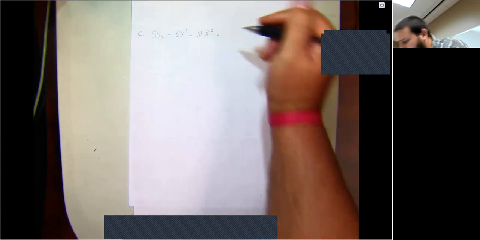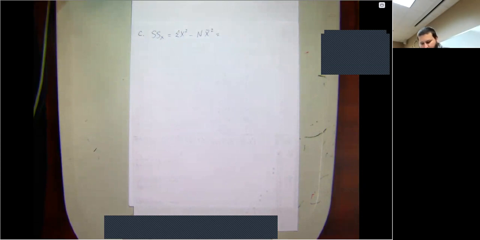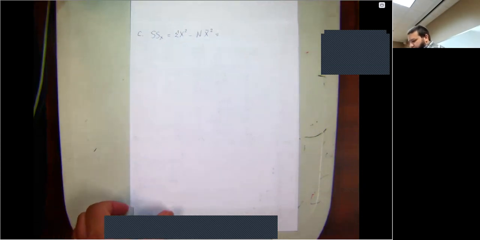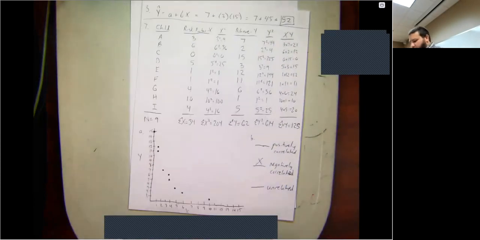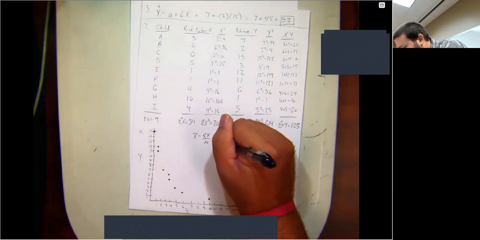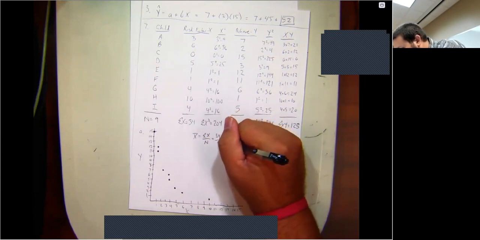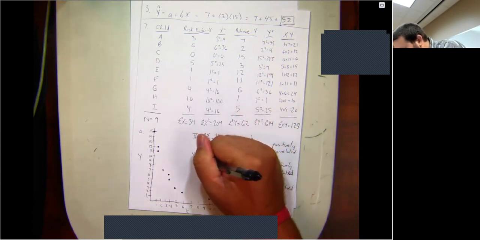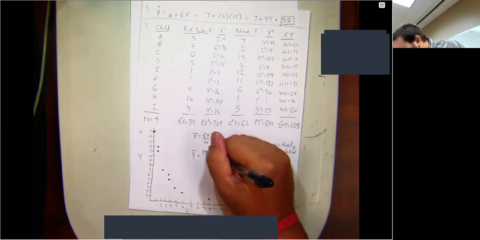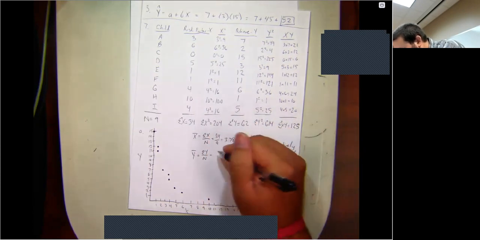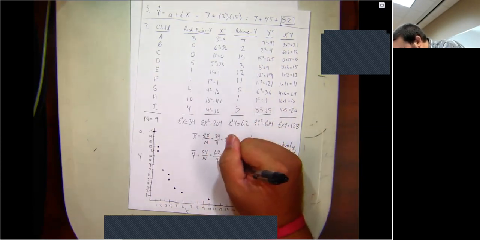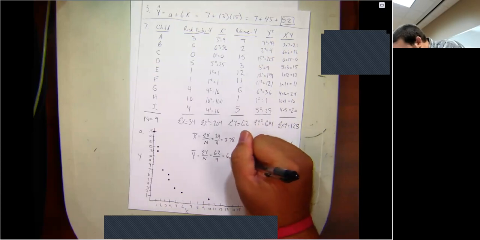Now we didn't do x bars and y bars and x bar squareds from the original data, so I'll have to do them. Actually, let's go back. We have enough room in the middle here. X bar is the sum of the x over n. That's 34 divided by 9. So x bar is 3.78. Y bar is the sum of y over n. That's 62 over 9, which is 6.89.